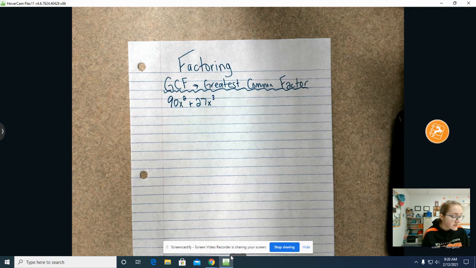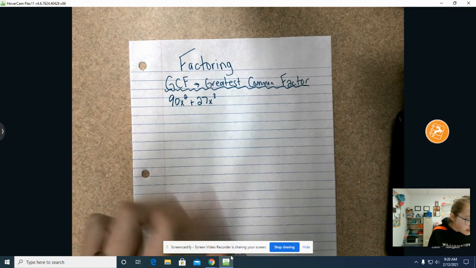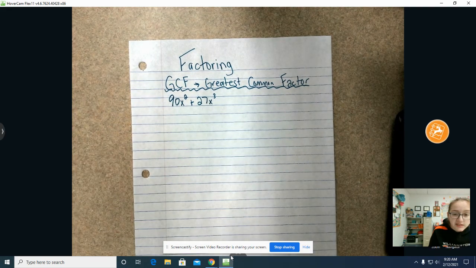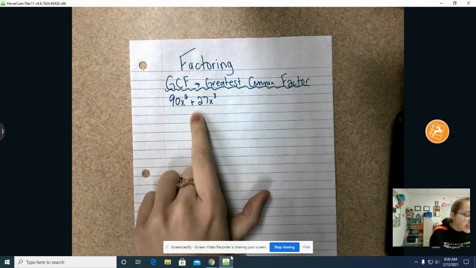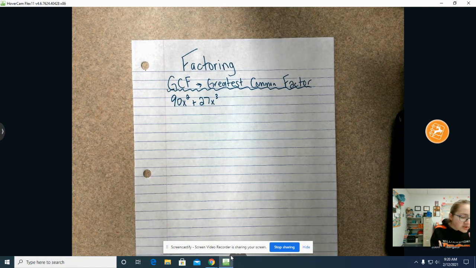So first you're going to look at your coefficients. What can I pull out of both a 90 and a 27? And we want it to be the biggest. This is greatest common factor. Like, we don't want to say, oh, I can take a 1 out. That's not going to change anything. We want to know what is the biggest factor we can take out of there.